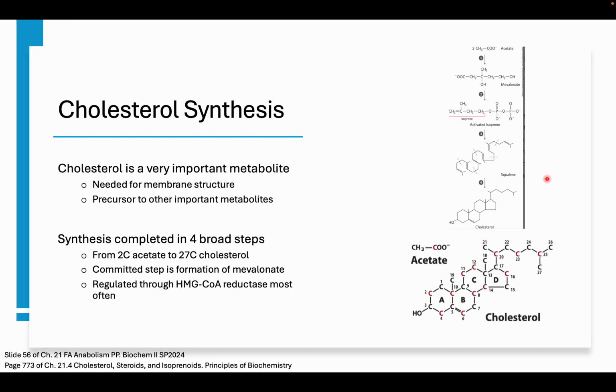Now, there's 4 broad steps to the construction of cholesterol, and it begins with 2 carbon acetates being combined to form mevalonate, and this is our key step. This is our most regulatory step. We'll get to that in just a few seconds. The second step is just conversion of mevalonate to activated isoprenes. The third step is combining these activated isoprenes to squalene, and then just converting your squalene through to cholesterol.